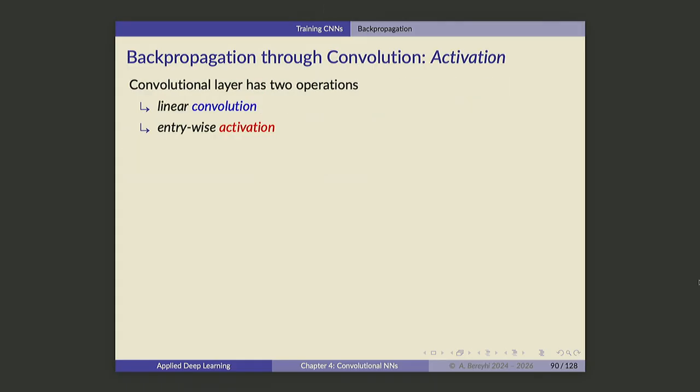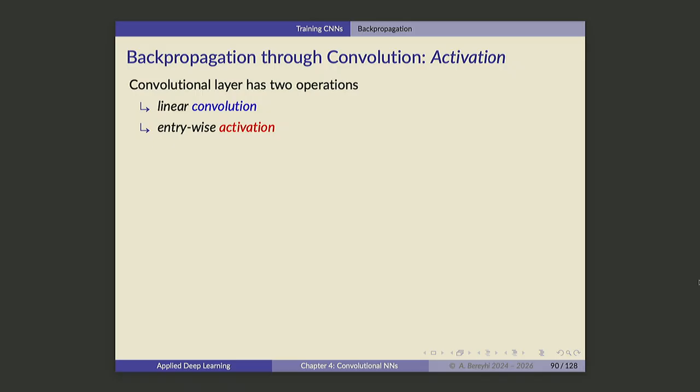Now, the other layer that we have in convolutional neural networks is the convolutional layer itself, which essentially consists of two parts, right? You first do your linear convolution, you compute the features, and then you activate it, right? And now you want to move backward. Activation, is it a big deal?